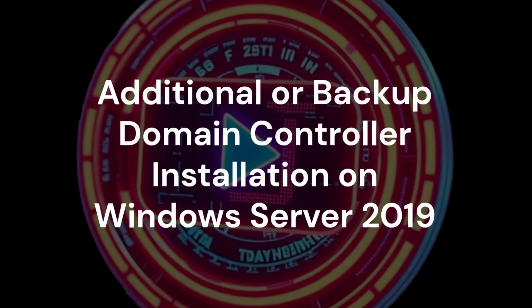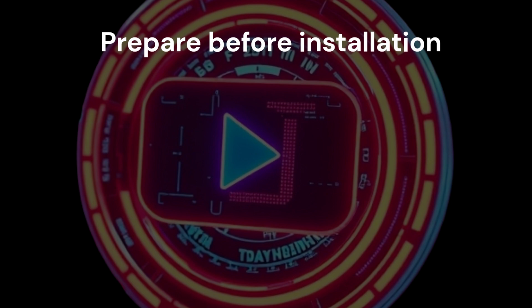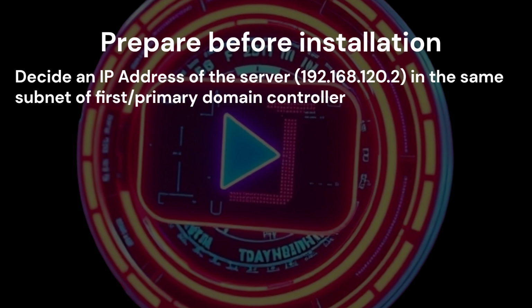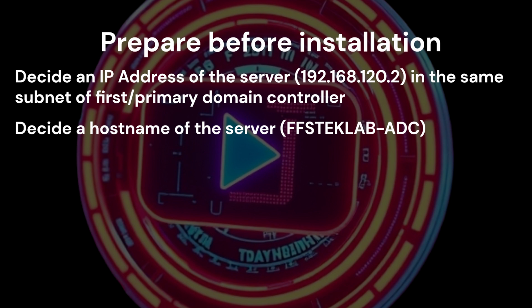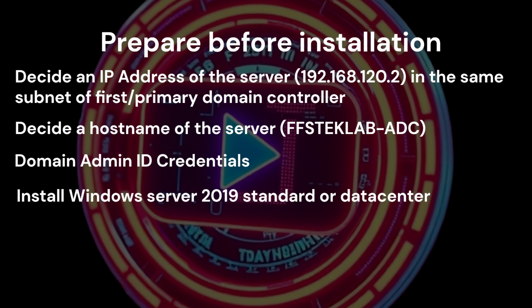In today's video we will set up an additional domain controller on Windows Server 2019. Before we begin the setup, decide the static IP address to be assigned to the server. The IP subnet must be the same as that of the primary domain controller. Decide the host name of the server. Keep handy the domain admin ID credentials. Install Windows Server 2019 Standard or Data Center Edition as per your requirement.